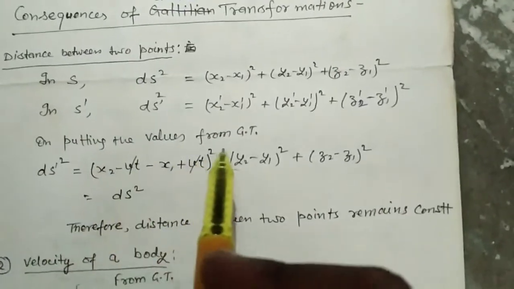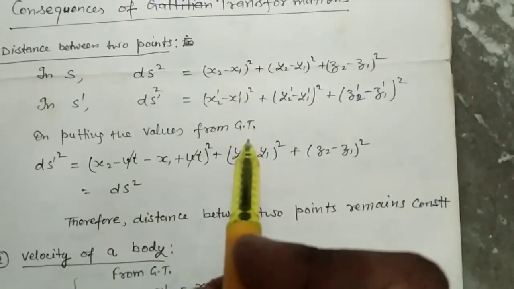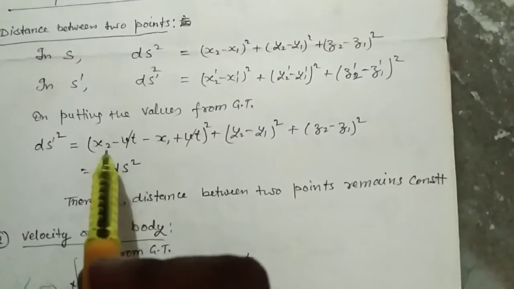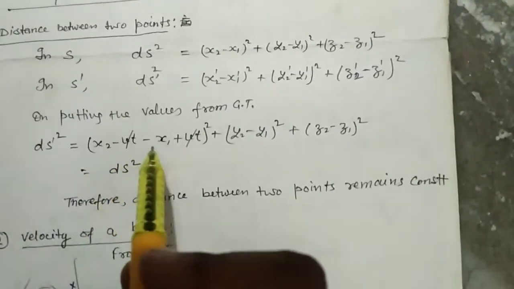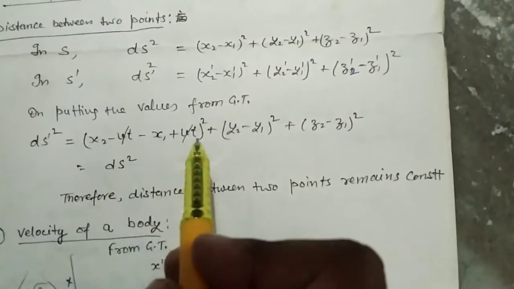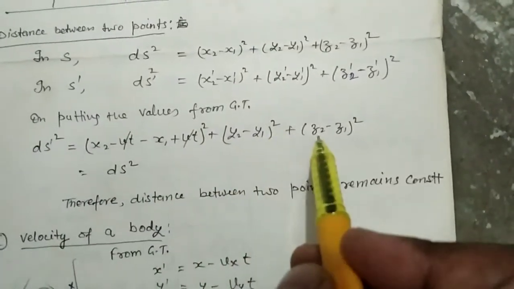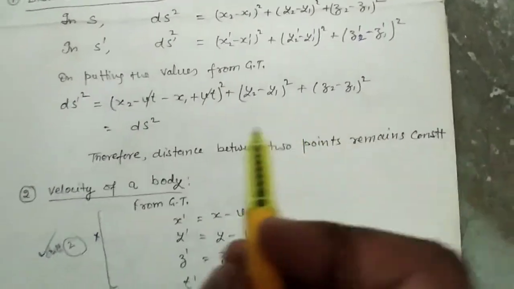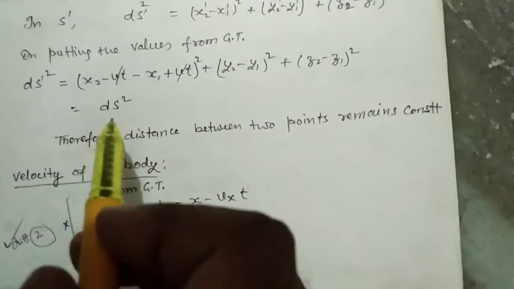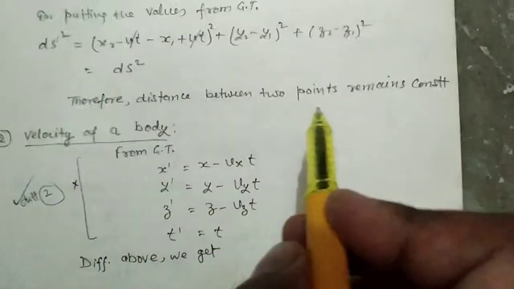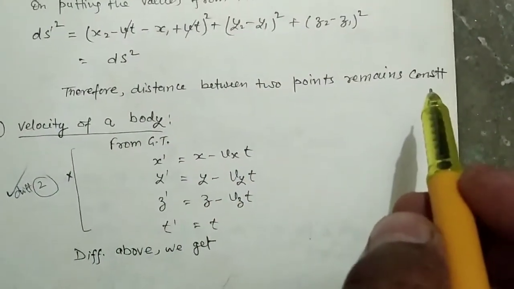On putting the values from the Galilean transformations in the second, ds dash square is equal to x2 minus vt minus x1 plus vt whole square plus y2 minus y1 whole square plus z2 minus z1 whole square, which is equal to ds square. Therefore, the distance between 2 points remains constant.